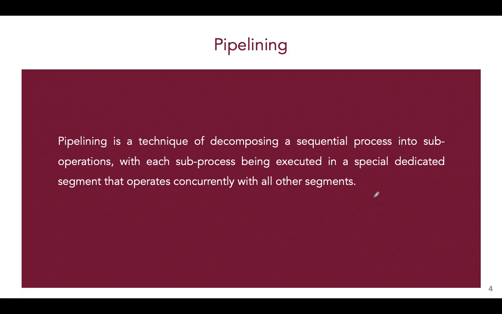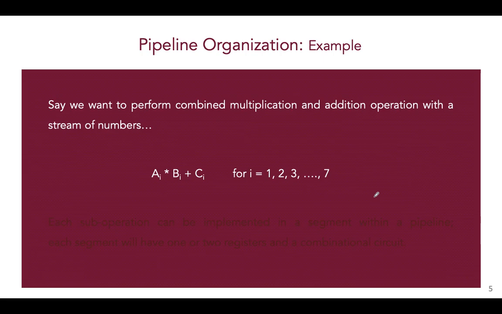Pipelining is a technique of decomposing a sequential process into sub-operations, with each sub-process being executed in a special dedicated segment that operates concurrently with all other segments. Now let's try to take a look at this with the help of an example.